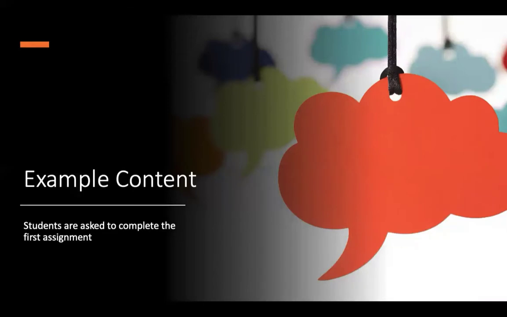All right, so we're going to take a look at some example content, just so you can kind of see what are examples of ways online courses look. How do they look to your students? So in this first example, I'm going to talk through how you find the first assignment. So students are being asked to complete the first assignment. So I'm going to look through this as a student looking for the first assignment.